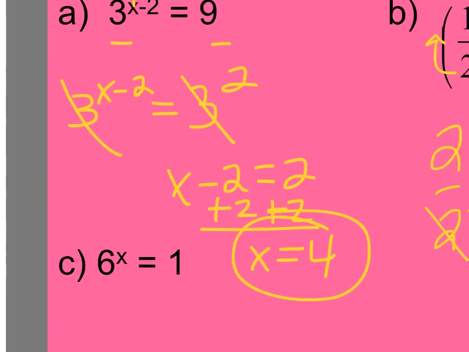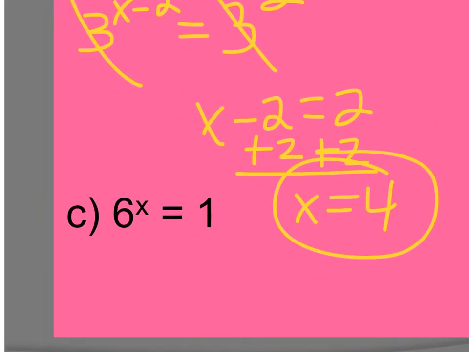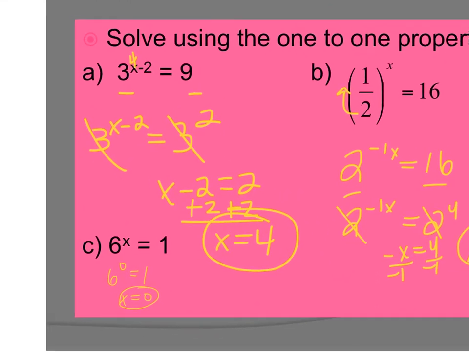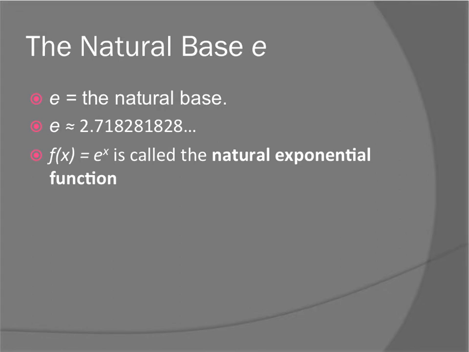All right. This is not a trick question. It just makes you think a little bit. I have a base of 6 and then a 1. Can I rewrite? Yeah. How? If I make x 0, what is 6 to the 0 power? 1. So x equals 0. Good. Very good. Good job, Maria. You guys are remembering this.